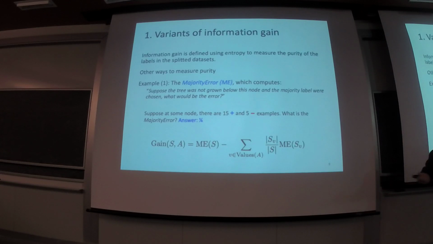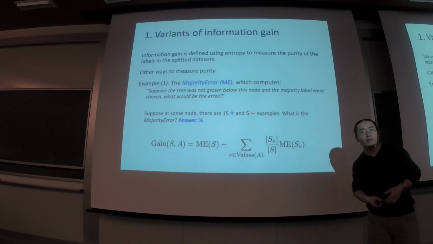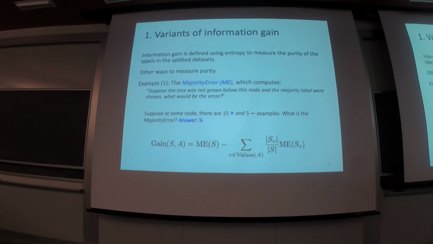So now you can simply use this majority error gain in your ID3 algorithm to select the attribute that best splits the data. That's the first variant of our ID3 algorithm. Does it make sense?